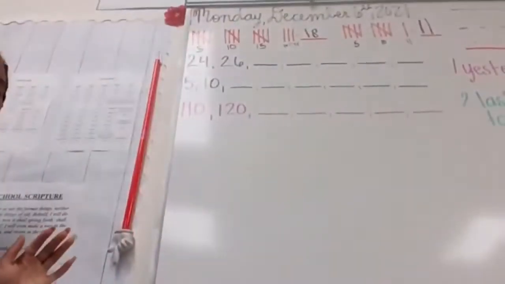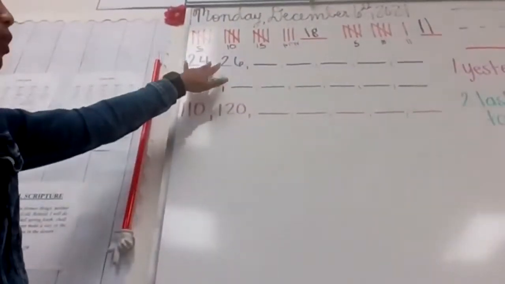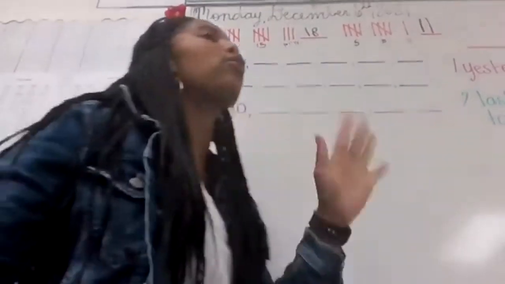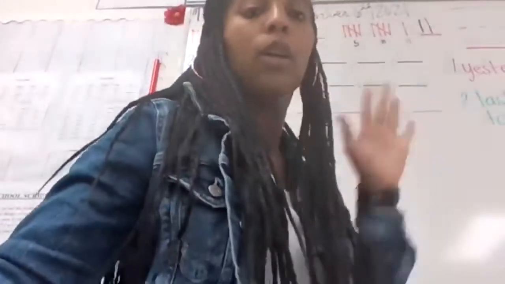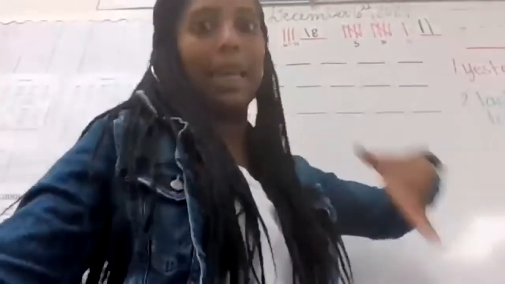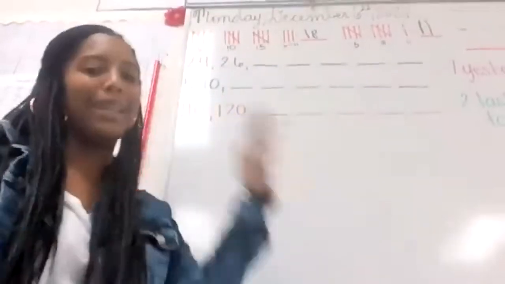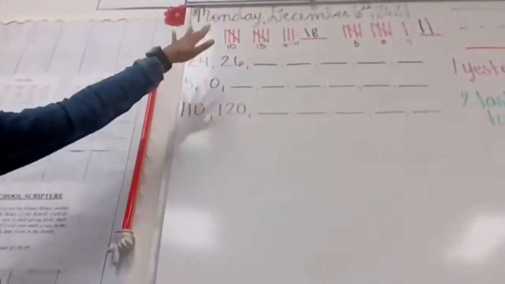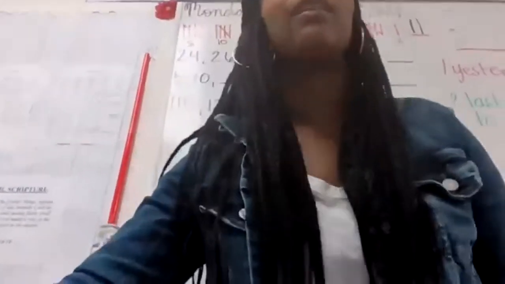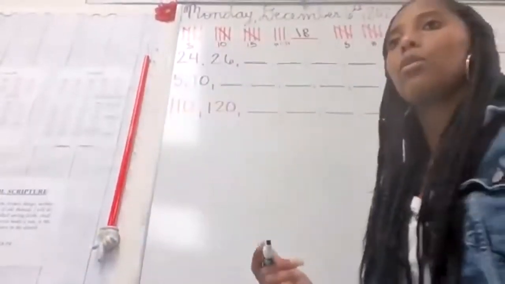Let's go ahead and practice some number patterns. So counting by 2s, I have 24, 26. Remember, your 2 pattern is 2, 4, 6, 8, 0. 2, 4, 6, 8, 0. If you know the pattern, it'll be easy to count. So 24, 26, where am I going after 26?